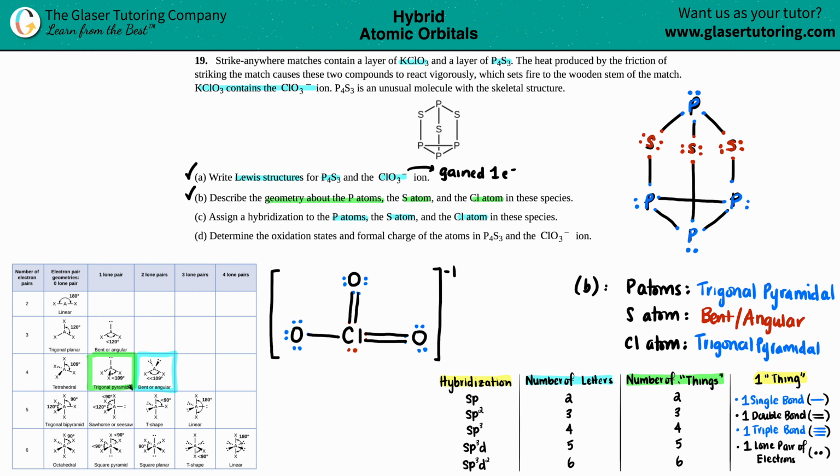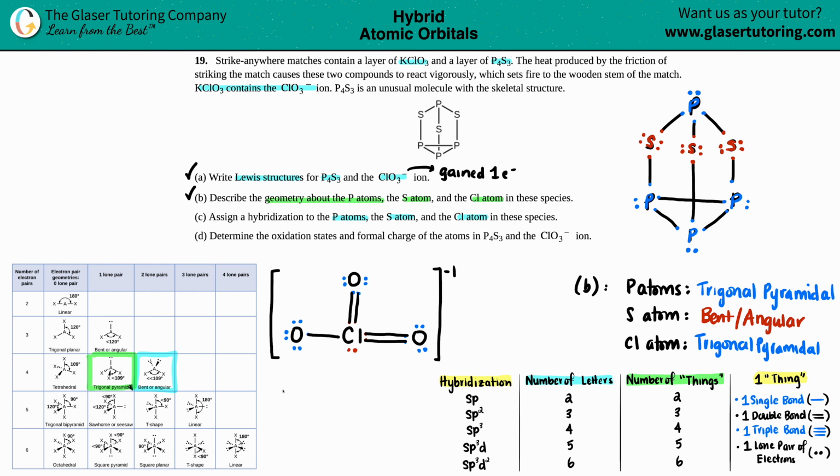So 2 letters, 2 things. 3 letters, 3 things. But what constitutes one thing? Well, one single bond is one thing. One double bond, even though you got 2 lines, is still classified as one thing. One triple bond, even though you got 3 lines, is still classified as one thing. And one lone pair is one thing.